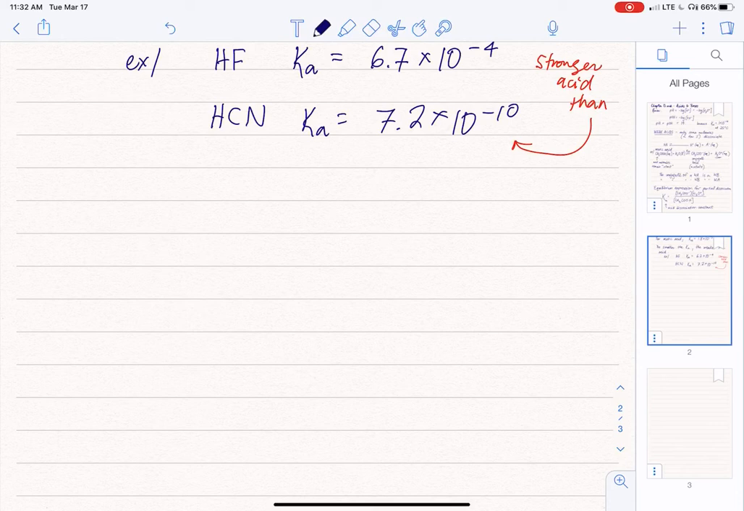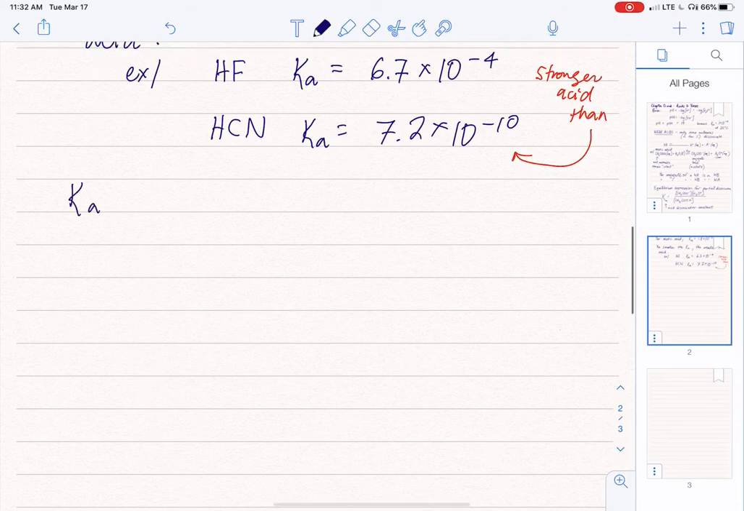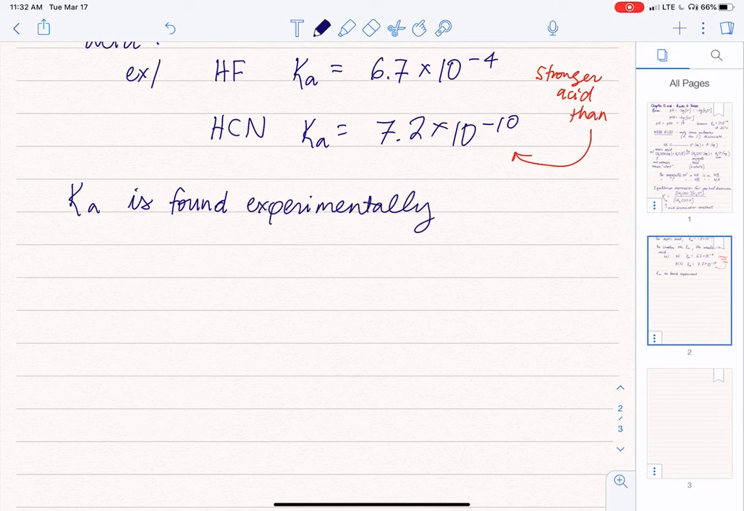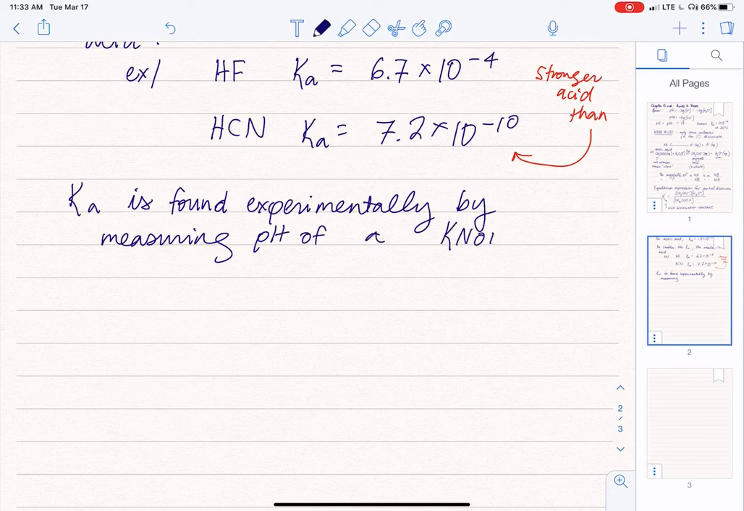So how do we get all these Ka values? Well, Kas have been determined experimentally, and they've been tabulated for your calculating pleasure. So we find Ka experimentally by just measuring the pH of a known concentration of a given weak acid. So I'm going to do some calculations now that show you how we figure out the Ka. Let me give you an example of that.